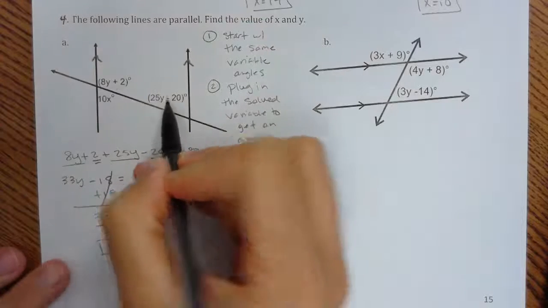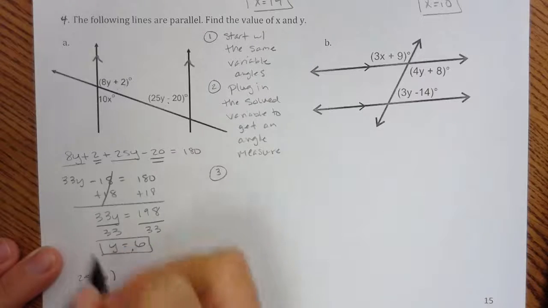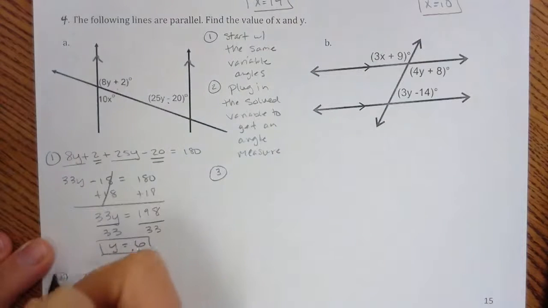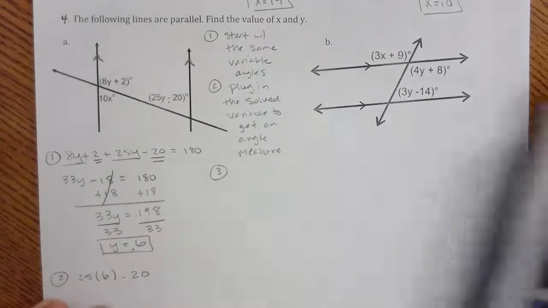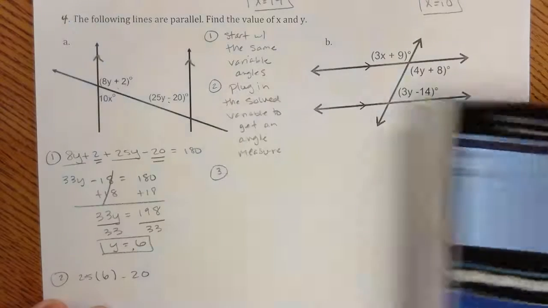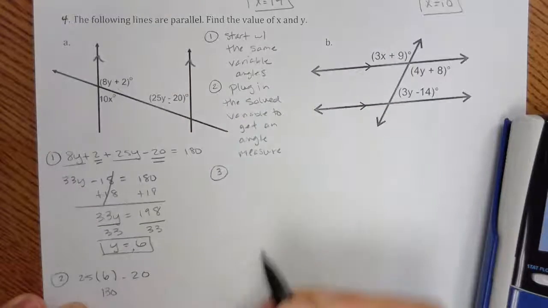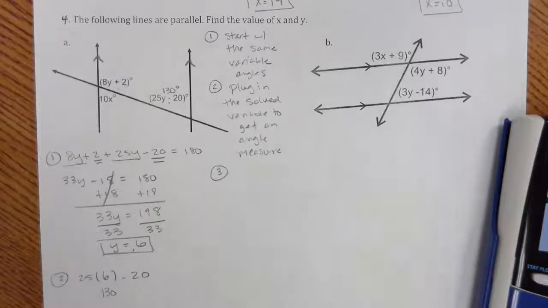I'm going to go ahead and do 25y, and instead of y, I'm going to plug in 6. This is step 1, this is step 2. So instead of y, I'm plugging in 6, minus 20. If you want to make it quick and put it in your calculator, you can, or you can do it by hand. So it would be 130. That means this angle right here is 130 degrees.